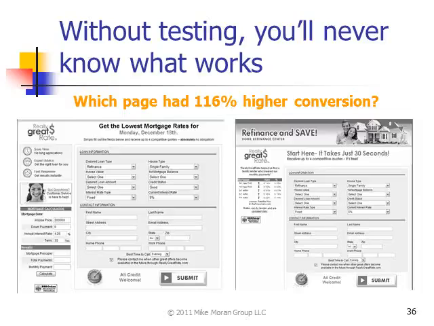So let's look at another real life example of testing. Let's look at these two pages. See one on the left, one on the right. Which one do you think had 116% higher conversion? So almost twice as many conversions. Well, it turns out it's the one on the right.